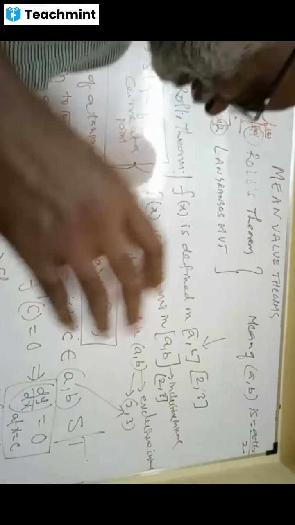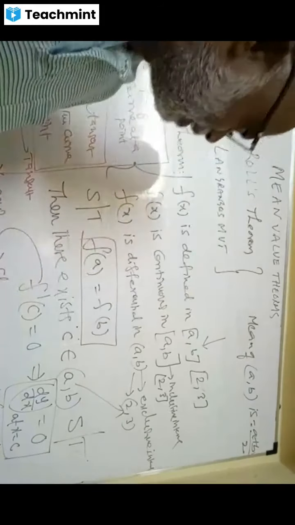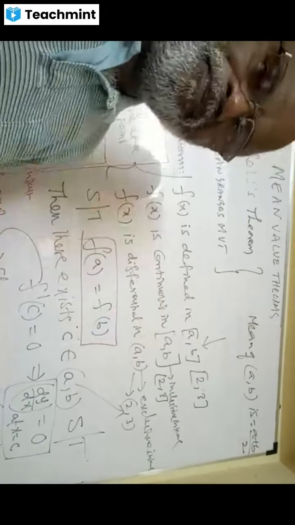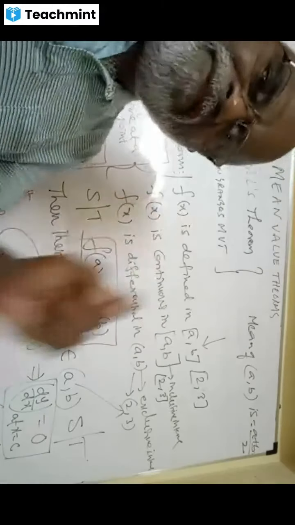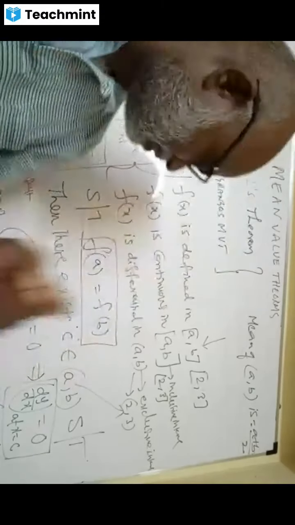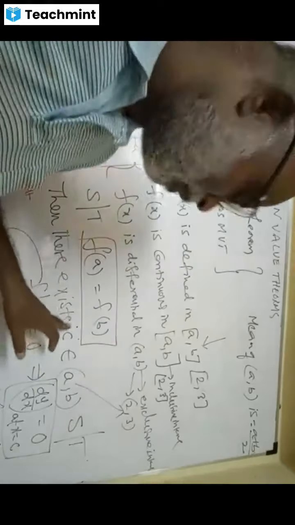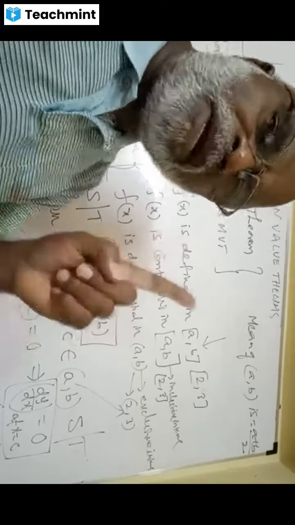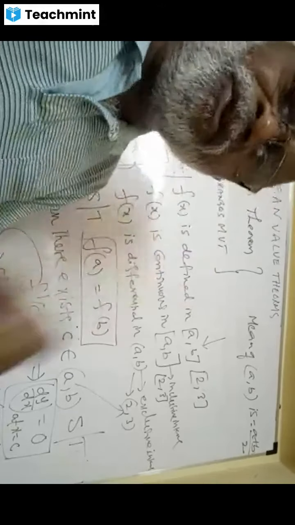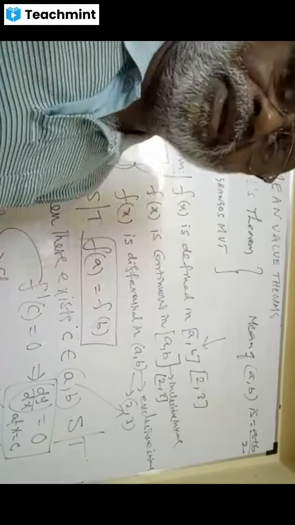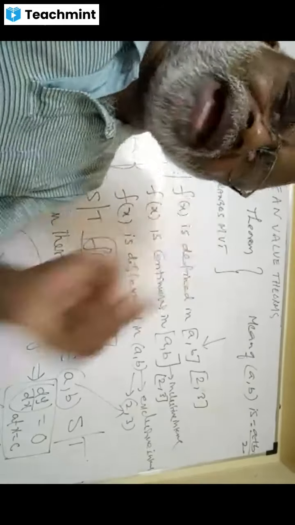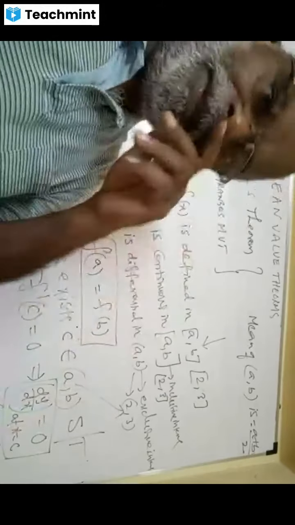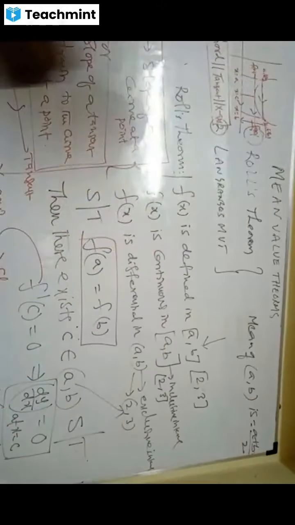What he says, my dears, let us put it in another way. You take an interval, there exists at least one point C. There exists at least one point C where if you draw a tangent, that tangent will be parallel to the x-axis as well as to the chord. This is the beauty of this.